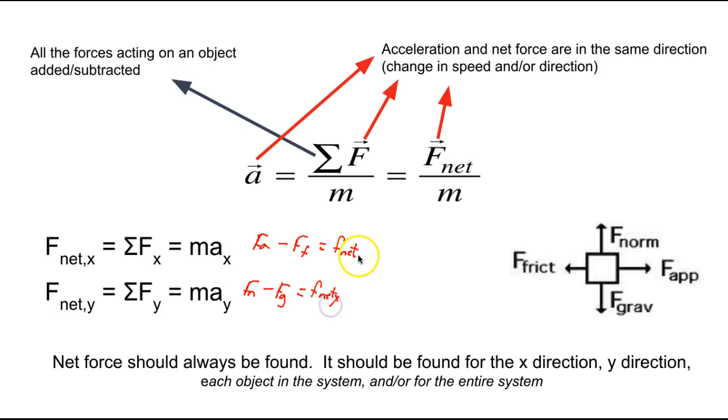Now, this is not the total. I can use this equation in one of the directions, not both. So net force should always be found for either the X or Y direction. I want to make sure I get that note in there as well. In each system, there's going to be an X and Y. Keep them separate because they are.